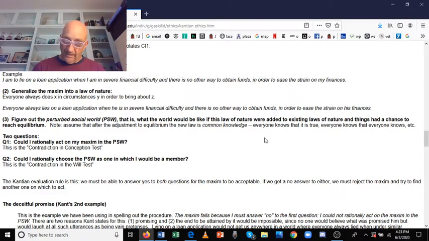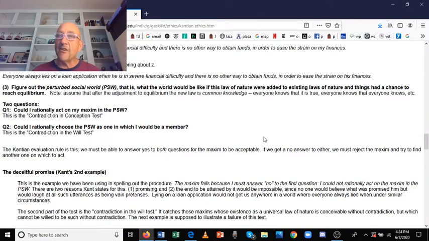So here's how we do it in a Kantian framework with the universal law formula. This is under number 2. Everyone lies on a loan app when they're having financial problems, when there's no other way to get money. Now, his number 3 here, and this is particular to the way some people teach Kant, is imagine some weird, he calls it perturbed social world, where that second example, everybody does it, was known, right? Everybody did it. Everyone knew it was out there. Would there be some sort of contradiction or problem? I'll skip the 2 questions below about that.